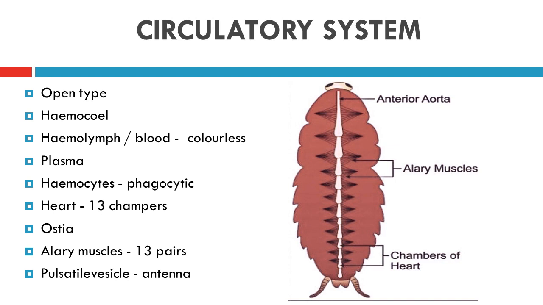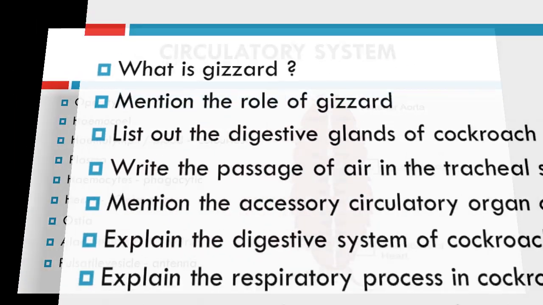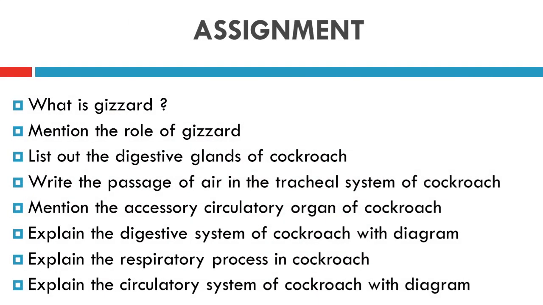So far we have discussed the digestive system, the respiratory system, as well as the circulatory system of cockroach. Hope we can conclude here, and let us go through a few assignments regarding today's portion. The first question is, what is the gizzard? As we said, it functions as a grinder, grinding the substances. Since it consists of six chitinous plates known as teeth inside, it is used to grind all the food substances.